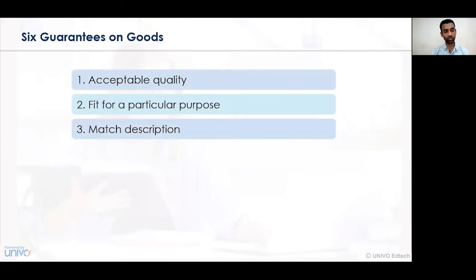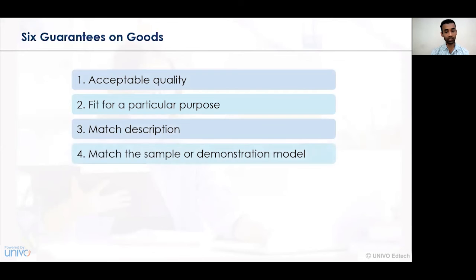Matching the description. If the goods are purchased on the basis of a sample that we have seen, then of the goods we are purchasing, at least 95% or 99% must match according to the description. If the goods are purchased on the basis of a certain description or sample, then the maximum quality or quantity of goods must match the description. Again, it is a condition as a part of a guarantee contract.